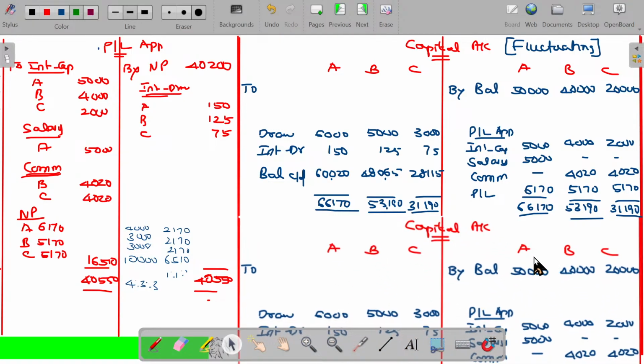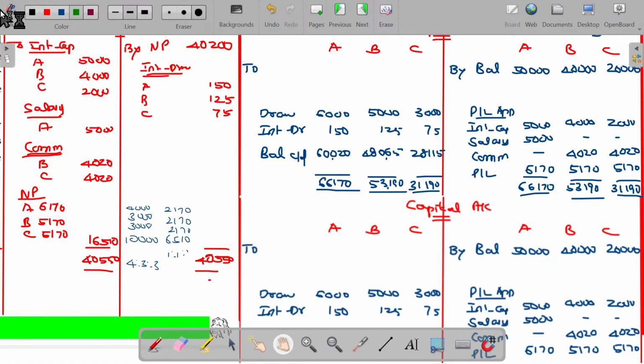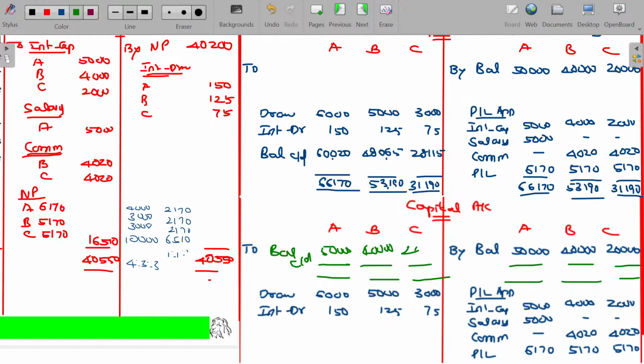See here. This part will be called as fixed capital. The value being opening balance and closing balance remains same, 50,000, 40,000 and 20,000 rupees. This will be named as fixed capital. This part will be named as current account. Second part will be called as current account. Clear? So 50, 40, 20.